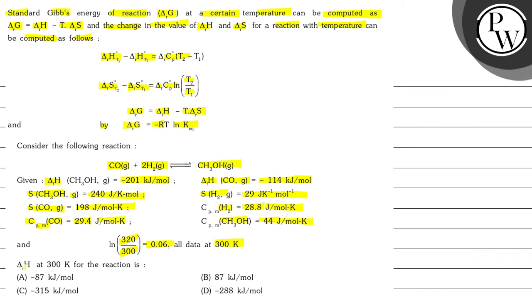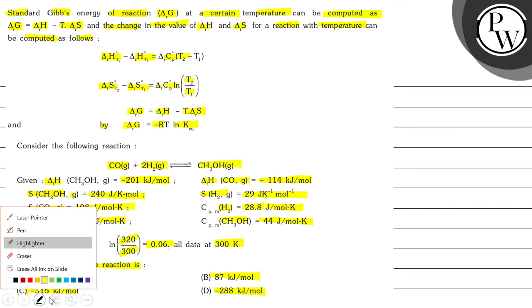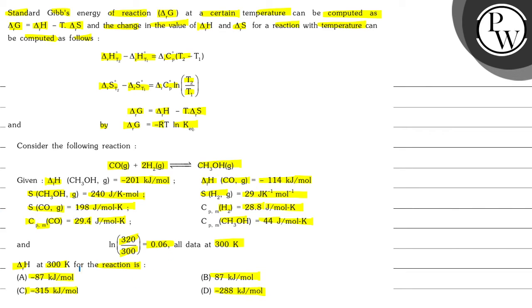ΔHr, that means change in enthalpy of reaction at 300 Kelvin for the reaction is, options are minus 87 kilojoule per mole, 87 kilojoule per mole, minus 315 kilojoule per mole, minus 288 kilojoule per mole. Now we have to conclude the answer in this, that what we have to calculate is the change in enthalpy of reaction. So we can write our key concept.